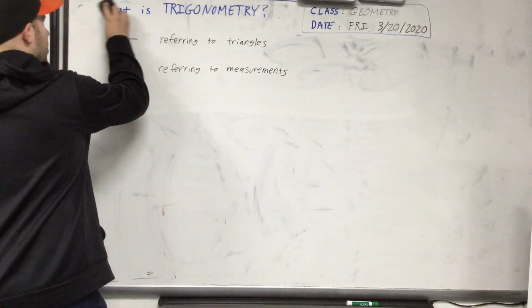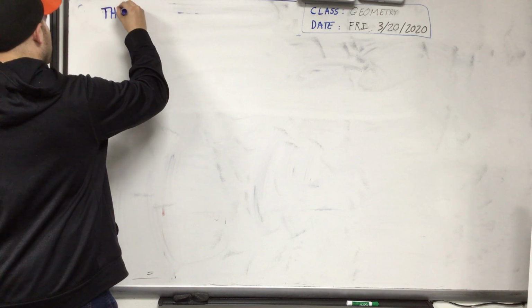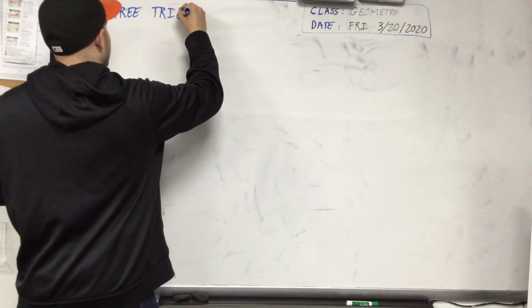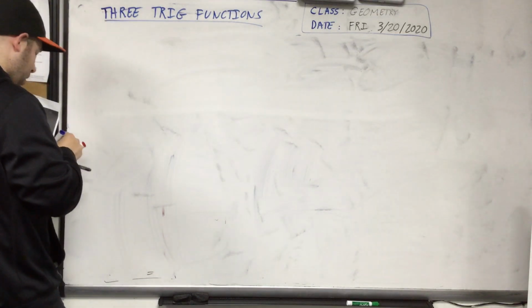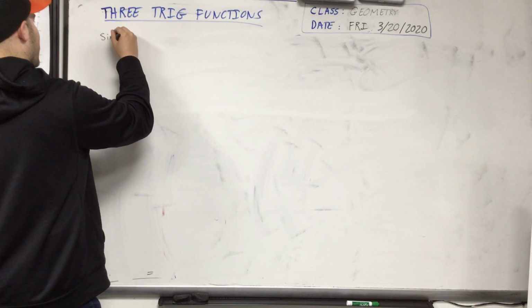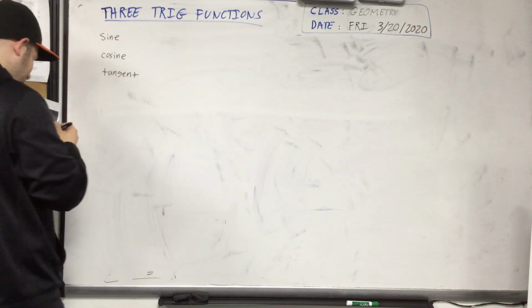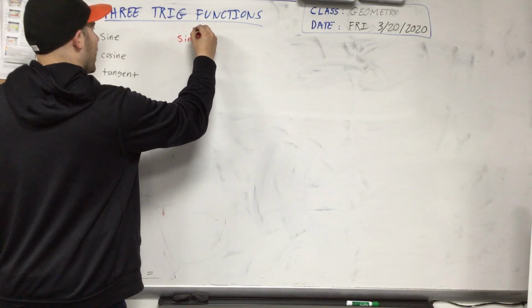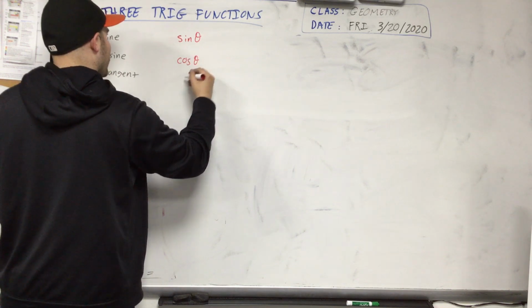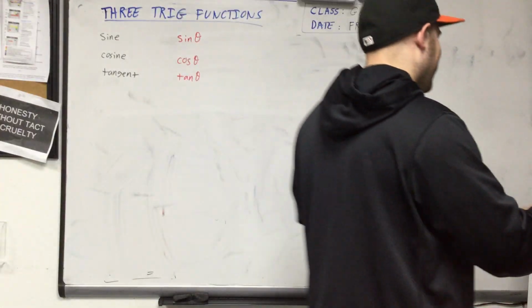So previously, we had learned the 3 trig ratios. Three trig functions. I'm going to call them functions from now on, if I can. The 3 trig functions are sine, cosine, and tangent. And we abbreviate them with the calculator button, sine, cosine, and tangent, as the sine of an angle theta, the cosine of an angle theta, and the tangent of an angle theta. Sin, cos, tan, but in other words, sine, cosine, and tangent. That's how we abbreviate them.